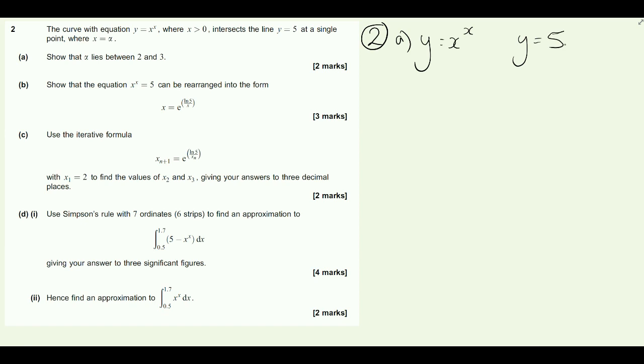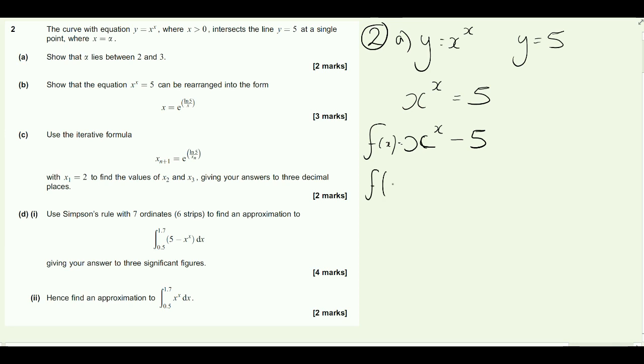Now I'm going to show you the way in which the mark scheme asks you to do it, but if you did something slightly different, slightly more standard, you can still recover and get your 2 marks. So because this is in this form, we can actually say, well, x to the x is equal to 5. So therefore the function that we're going to be substituting our 2 and our 3 into is x to the x minus 5. Okay, so that's our function that we are going to substitute into.